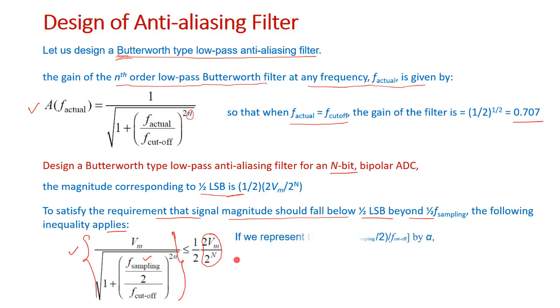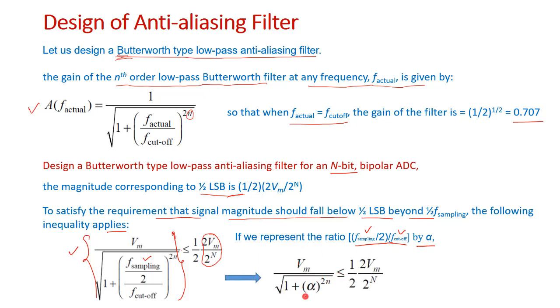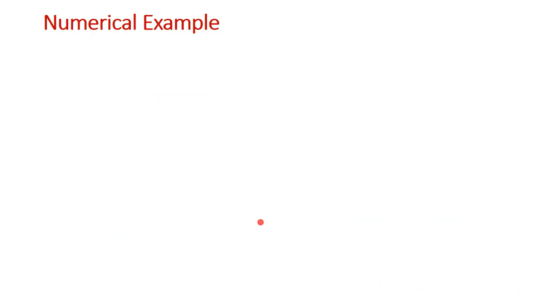Now if we represent the ratio f sampling by 2 by f cut off, because we know these values, by alpha, then Vm by square root of 1 plus alpha to the power 2 to the power n is less than or equal to half of 2 Vm by 2 to the power n. Now after simplifying this equation, we will get n should be greater than or equal to log e of (4 to the power N minus 1) by 2, divided by log e alpha, right? So therefore we got the order of the Butterworth filter. That is how we can design the low pass Butterworth filter, called the anti-aliasing filter.